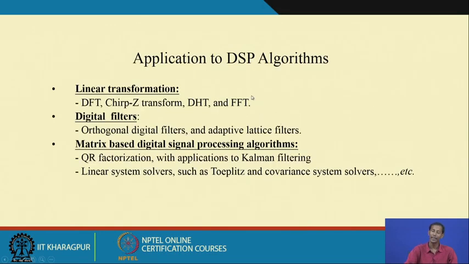Then what is the application area of CORDIC? In many DSP algorithms, or to implement many DSP functions, we use CORDIC algorithms, because, as I said in the beginning, using CORDIC we can implement different kinds of arithmetic operations. It is used in linear transformations like DFT, Z transform, DHT, and FFT. In these linear transforms, CORDIC is mostly used.